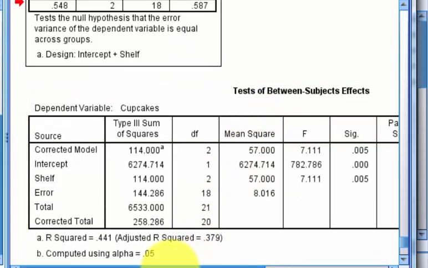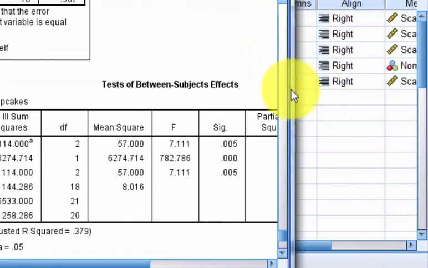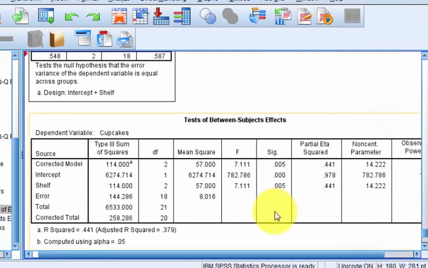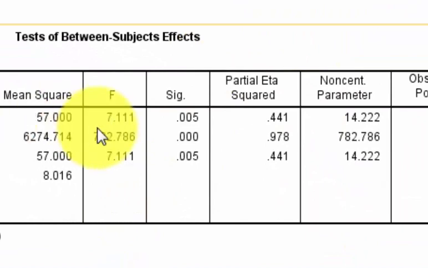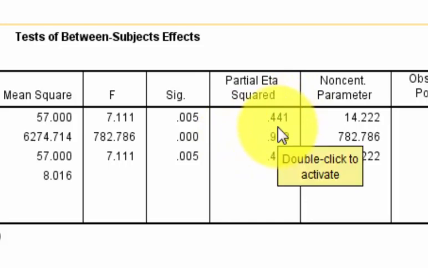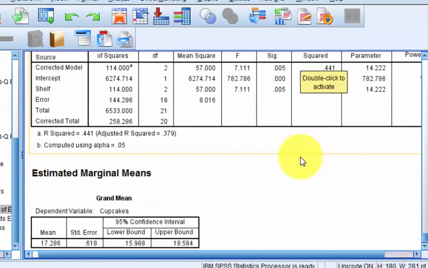Here is your money box. This is your between group source of variance. Let me stretch it out so you can see everything. Since we only have one IV, the corrected model row and our variable name shelf row should be identical. And we have the same thing, right? The F is 7.11. Significance is the same. But with SPSS, you get the effect size. So the effect size is about 44%, which means you can explain 44% of the variance in the sales of cupcakes based on this shelving model. Okay, you got that? But that's it. MGZ out.